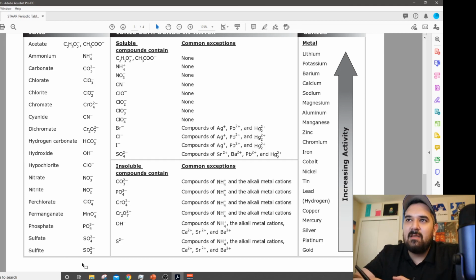So as you can see, all of these have a negative charge. The only one that doesn't is ammonium. So just keep that in mind. Most polyatomic ions are going to be at the end.